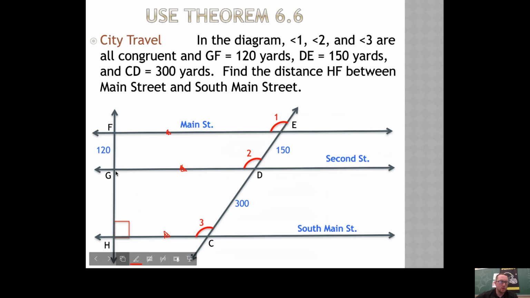They're telling you from point G to point F is 120 yards. Point D to point E is 150 yards. Point C to point D is 300 yards. Find the distance H to F between Main Street and South Main Street. Okay, so here's how this is going to work. We're going to write our proportion. A to B equals C to D. We'll do the work over here.